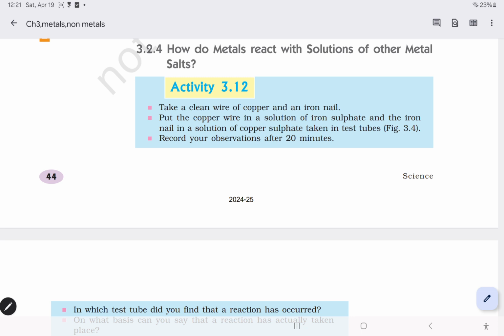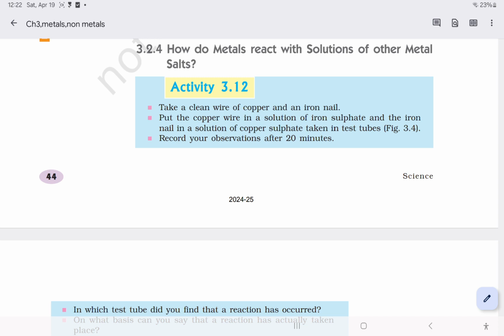Hello students, in today's lecture we are going to discuss how metals react with solutions of other metal salts. This topic falls under the broader chapter Metals and Non-metals. In today's lecture you will understand displacement reactions and the reactivity series of the metals.